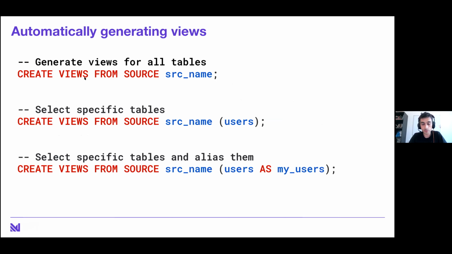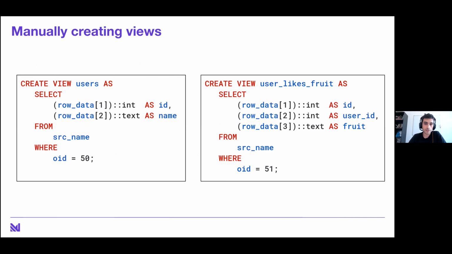S in plural. And what you can say to Materialize is create views from source and give it a source name. Currently, the only type of source that supports this create view statement is Postgres. And what happens when you run this statement is that Materialize will actually go on the upstream database, introspect the publication you've given it, get all the tables that are participating, their names, the column names, and the column types, and automatically generate these tedious views for you.